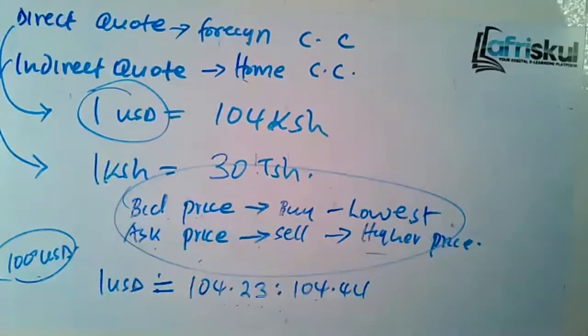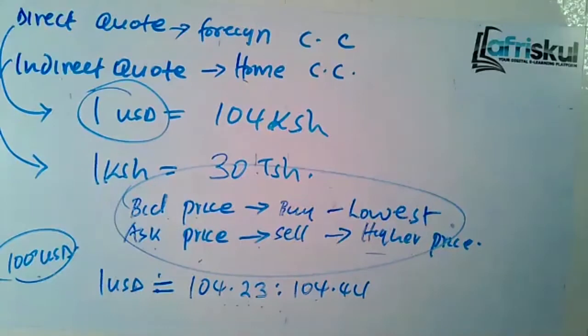So kindly, I want you to post. I want to know the bid price, the bid and the ask. So in this case, I just need the bid price. Which will be the bid price? Is it 104.23 or 104.44? Just type there.